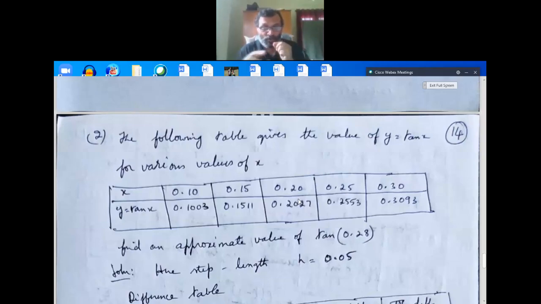Then how to use the formula, also I told you. The difference table is the same, the method is the same. How to use the formula I told you. So we will solve some more problems in the next session tomorrow at the same time.